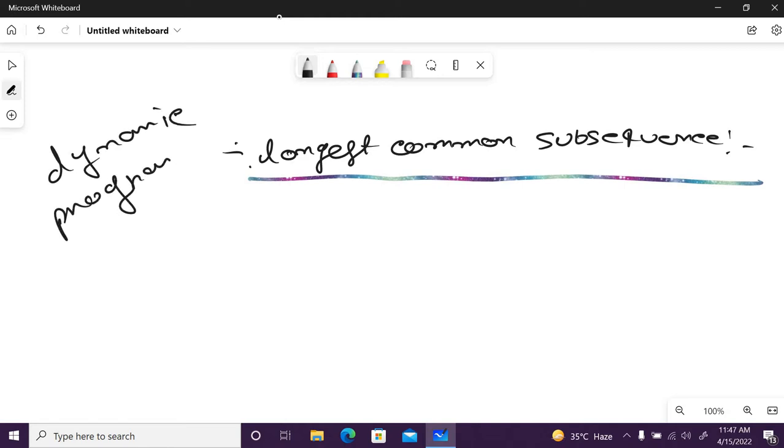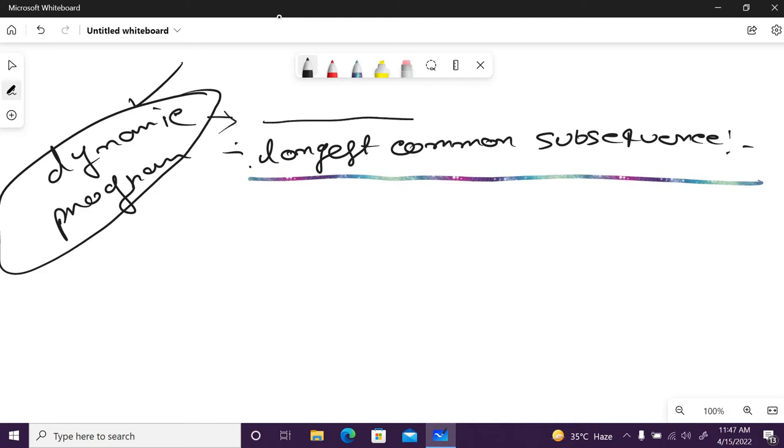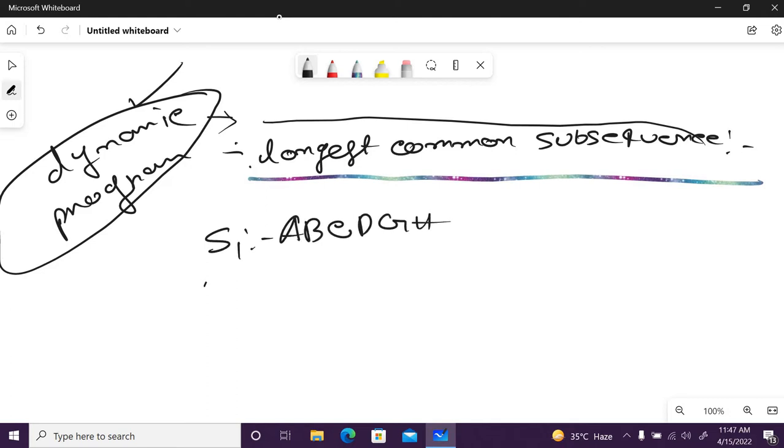We know what the top-down approach is and what the bottom-up approach is. So it is a good application, and in many competitive examinations I can see these types of problems. So what is the problem basically? Let's understand with an example. Suppose we have one string like A, B, C, D, G, H, and the second string like A, E, D, F, H, and R.